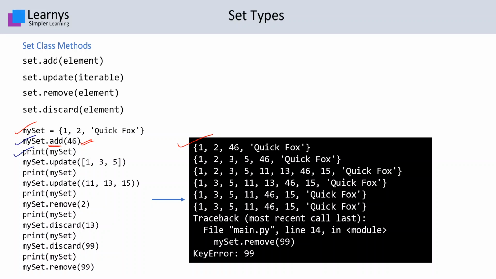Next, we are writing set.update with 1, 3, 5. This is an iterable over here.